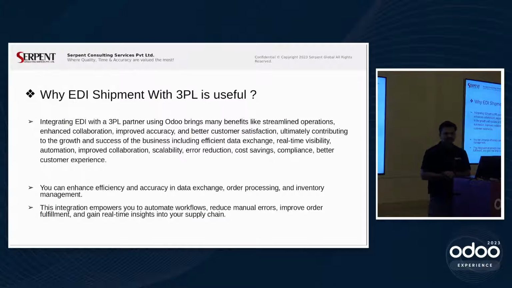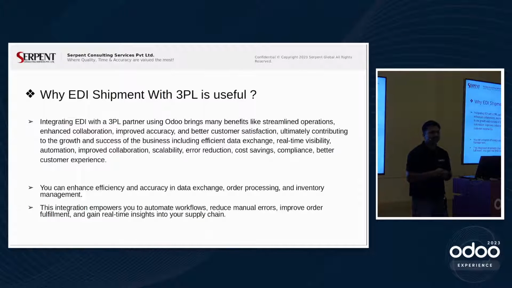Improved collaboration, scalability, error reduction. Manual human intervention is less, so error reduction is the main benefit. There is also cost saving: if an organization handles the shipment in-house, then it will be expensive. So they hire a third-party logistics provider, and they do the shipment through that.